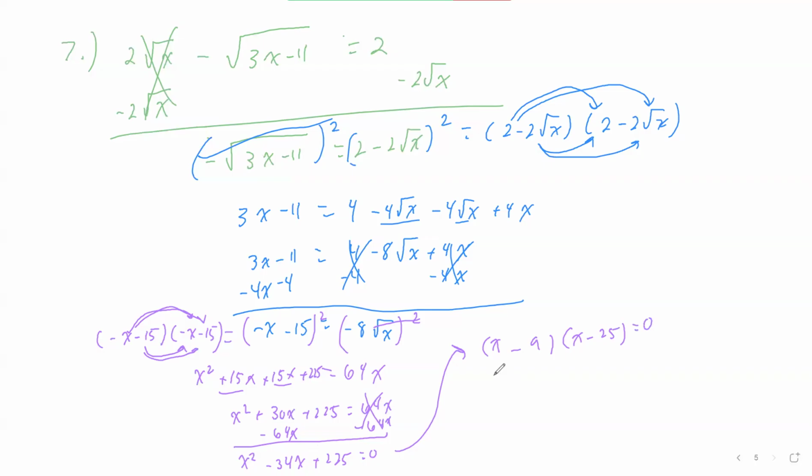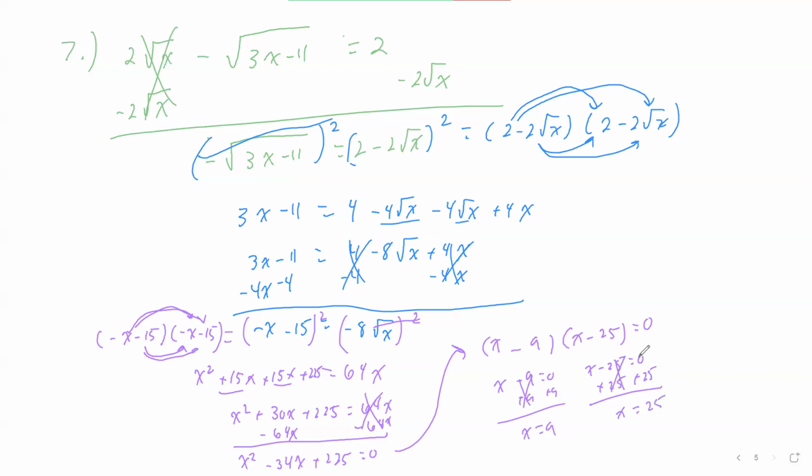There's no leading coefficient. So therefore, x minus 9 equals 0 and x minus 25 equals 0. Add 9, x equals 9. Add 25, x equals 25. All right, but you have to check it.